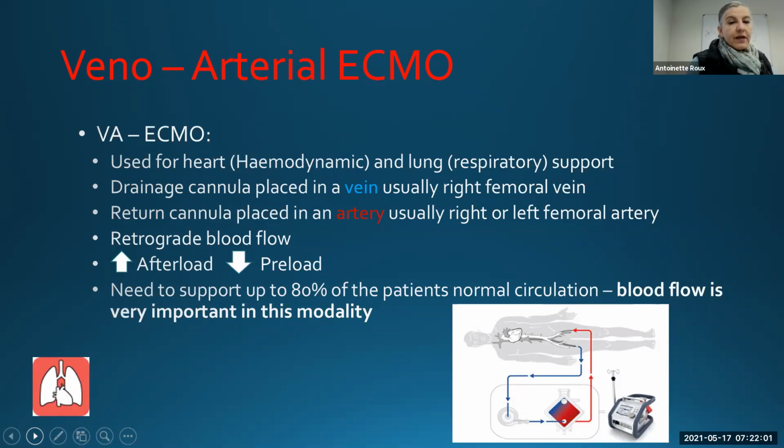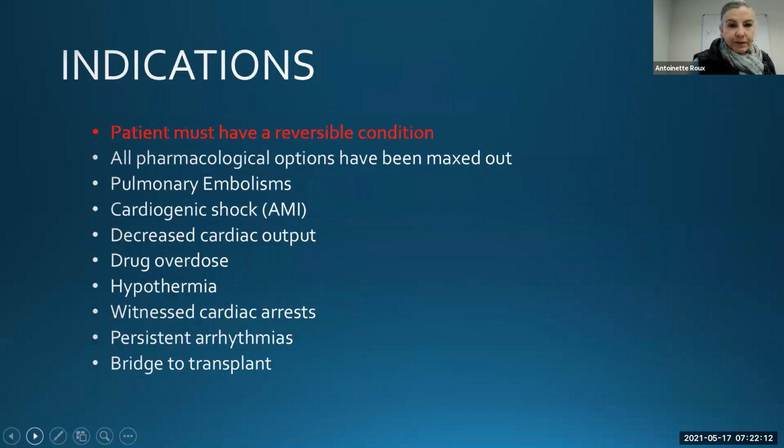And you can see there that we need to start off by supporting 80% of the patient's normal circulation. And this is blood flow driven. Okay, so that is VA ECMO. So the indications. When will we put the patient on ECMO?